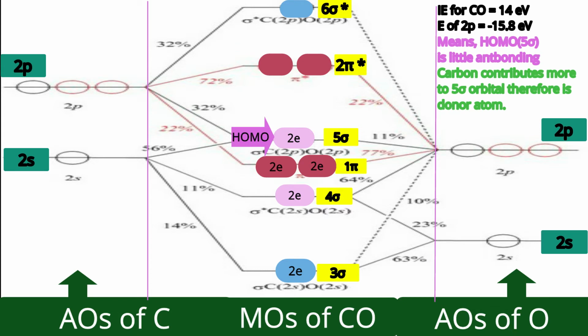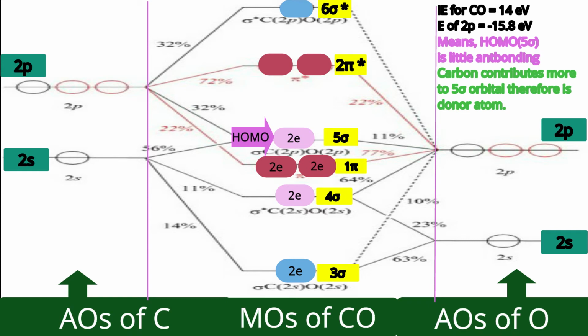The ionization energy of carbon monoxide was found to be 14 electron volt. The energy of the HOMO should be minus 14 electron volt, which is higher than the energy of the 2p orbital of oxygen. And we find there that the energy of the HOMO, that's the 5 sigma orbital, is larger than the energy of the 2p orbital. So the ionization energy concept, as was explained by the Coulson model, is explained by this modern approach also.